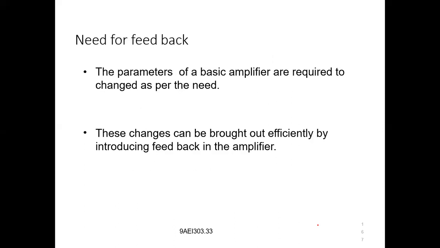So what is the need of feedback? The parameters of a basic amplifier are required to change as per the need. These changes can be brought about efficiently by introducing feedback in the amplifier. That means we are going to vary the different gains. In open loop, if you give some input, you will get some output. That concept will be changed.